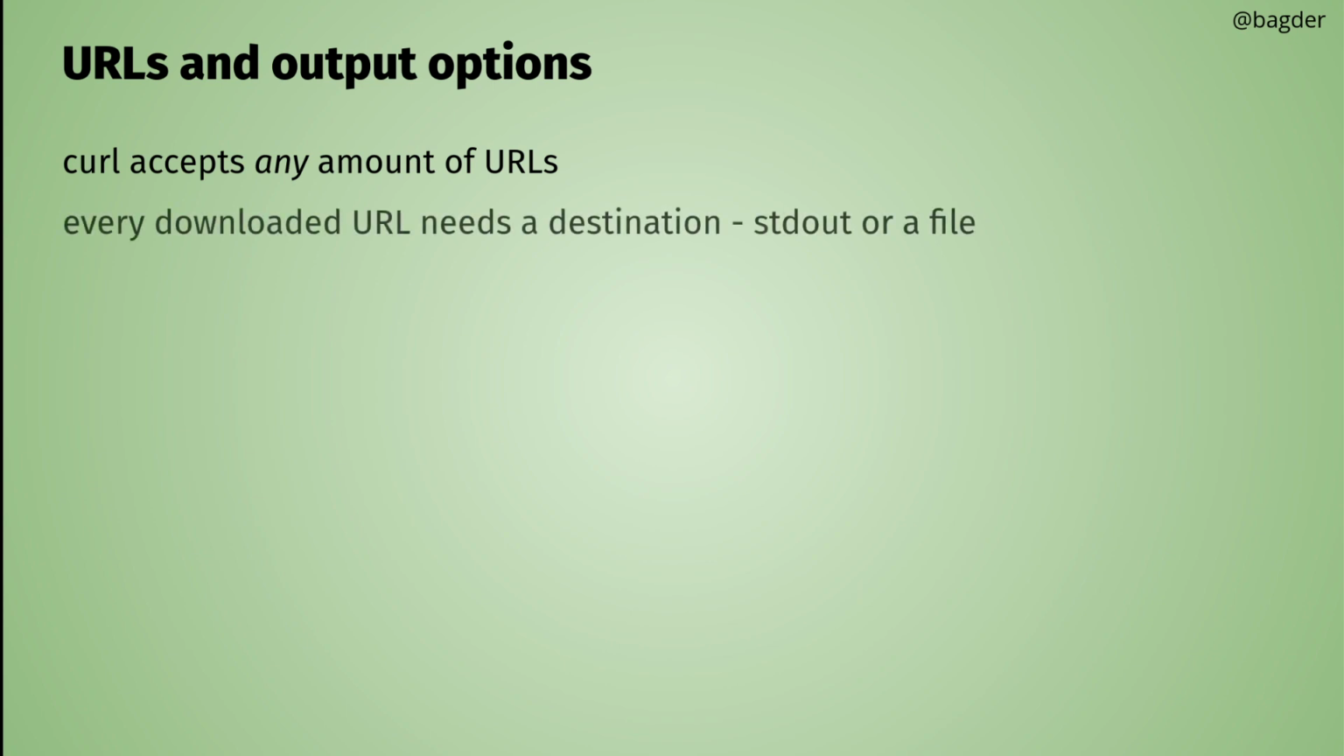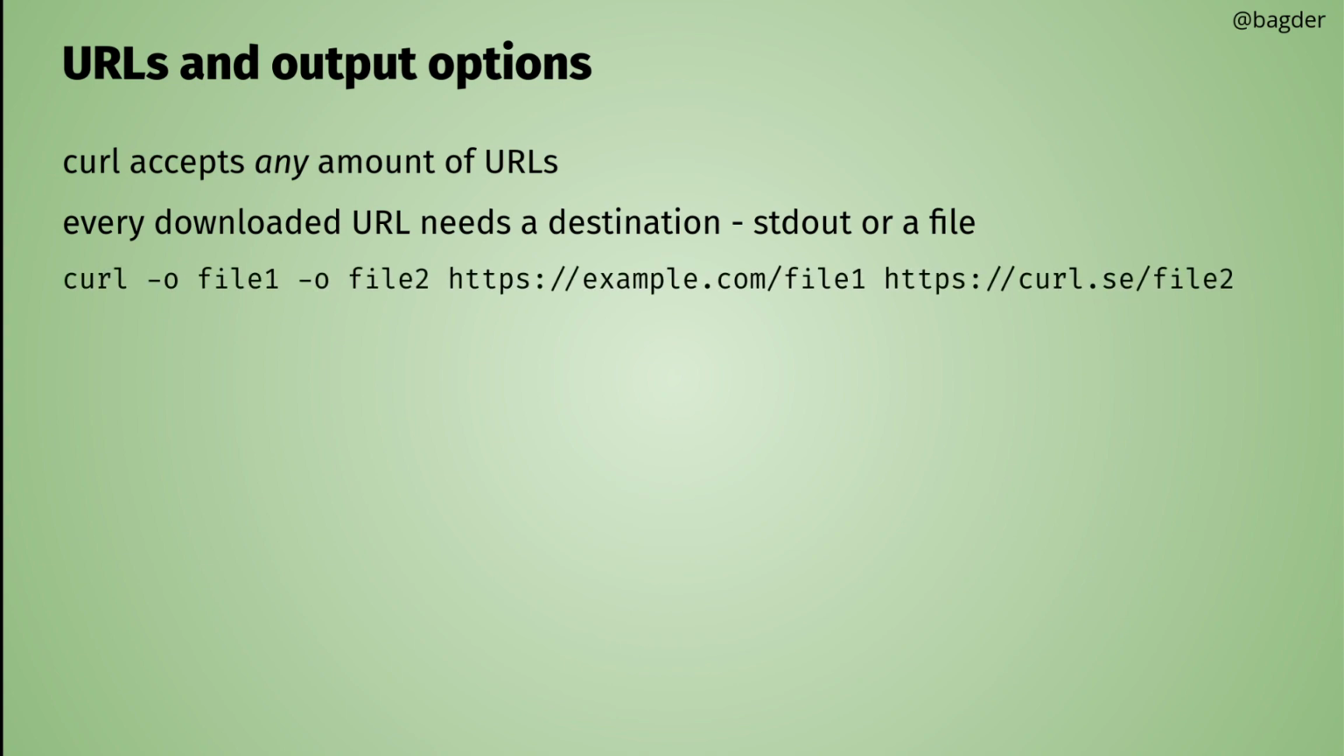So that also means, when you provide a lot of them, or just two of them, every one of those provided URLs on the command line needs a place to put the output, right? If you want to get one URL and then another URL, they need to end up somewhere. Like this. I will show you first a command line example. It provides two URLs. You see one is example.com/file1 and the other one is curl.se/file2.